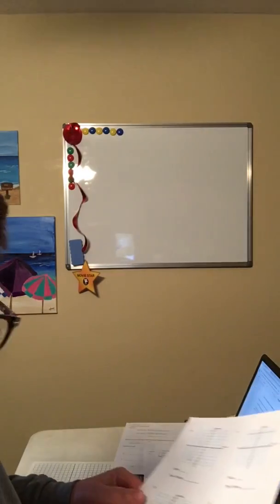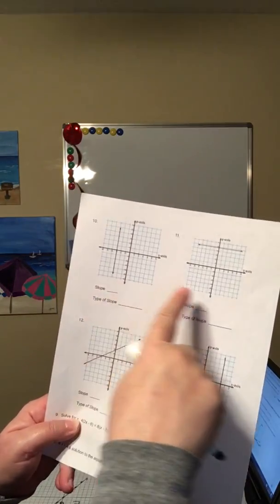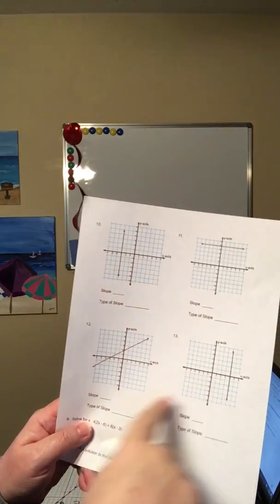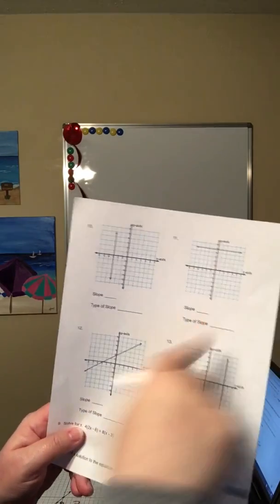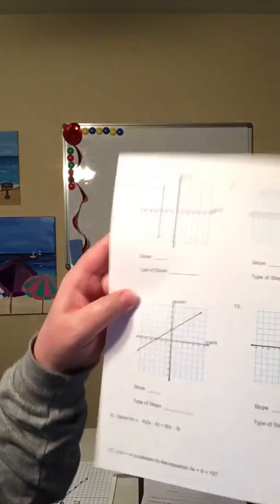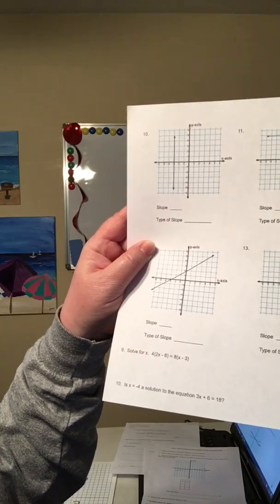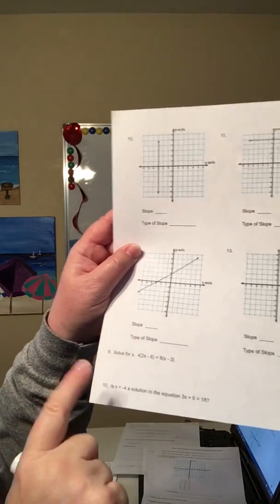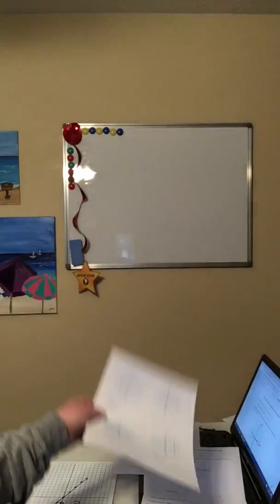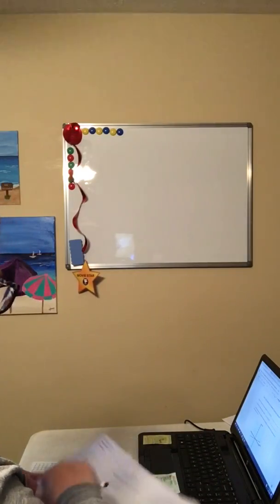Once you understand what you're doing, you're going to continue on with 10, 11, 12, 13. Find the slope and what type of slope it is. Okay? Then you have two problems right here. All you have to do is figure them out on your own. Write the answers on your Google Doc and send that to me. Hopefully that clears some of this up.